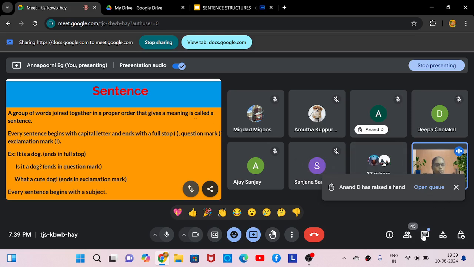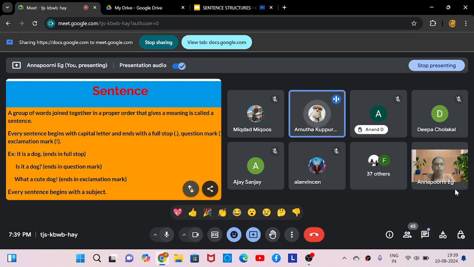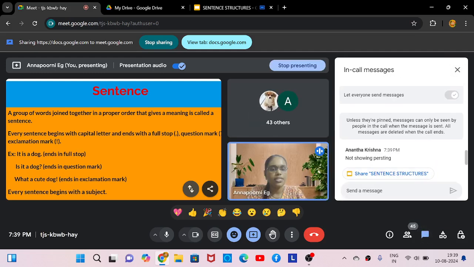Is my screen visible to others? Can somebody confirm? Amuda ma'am, is my screen visible? Yes, ma'am, it's visible. Okay, Ananda Krishnan, please check your mobile phone or laptop. Okay, it is your fault, I think. It is a network issue on your side. So please check it. Okay.